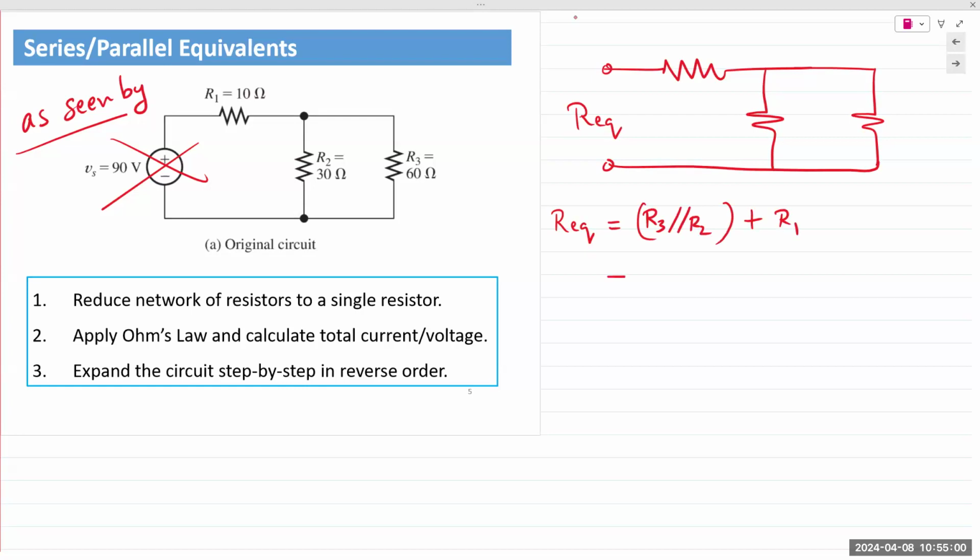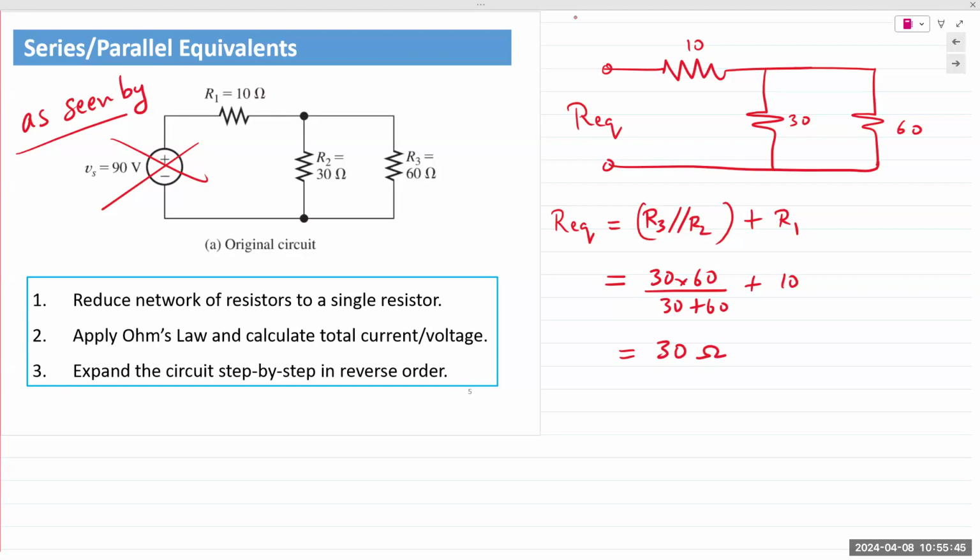You don't need a calculator to do this. Two resistors in parallel. What did I just say, right? Two resistors in parallel, product of the two divided by the sum of the two. What do we have? 1800 divided by 90, how much? 20, plus 10. My total Req as seen by that voltage source is 30 ohms.